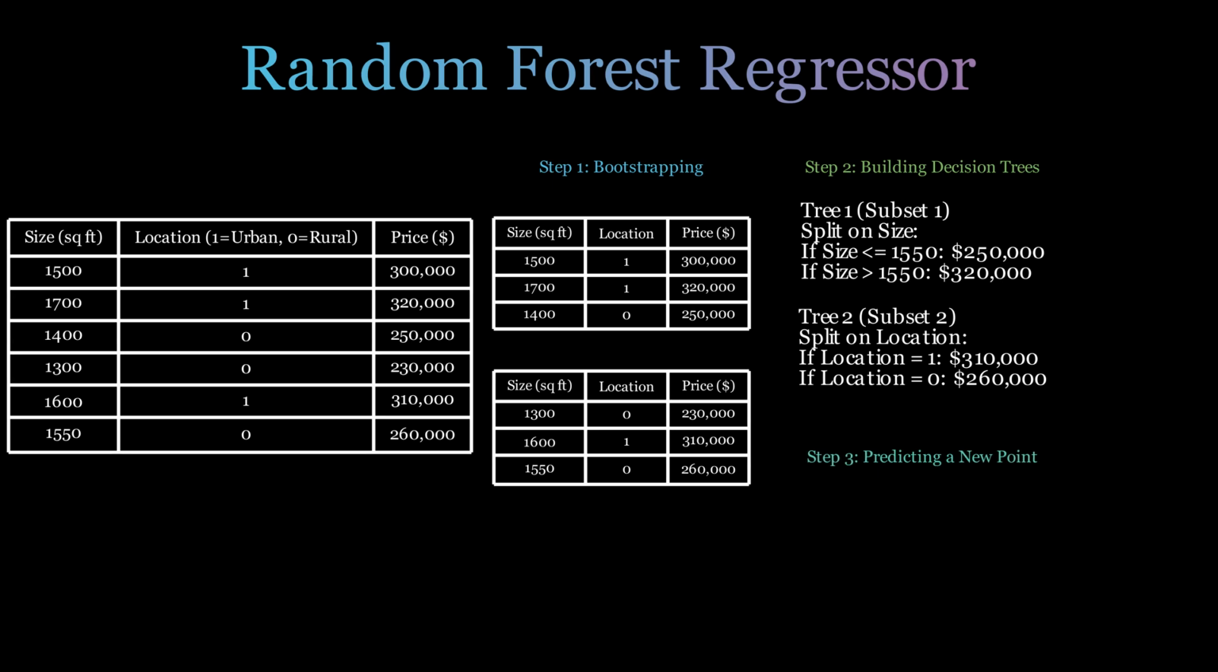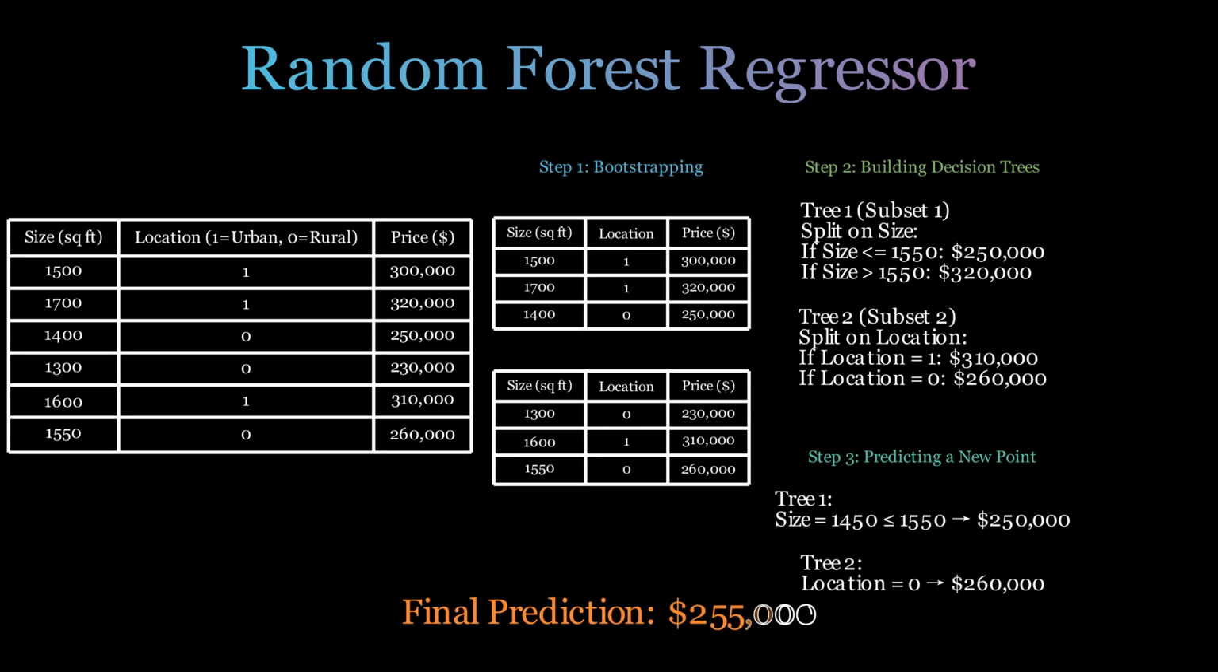Now, suppose we have a new house with size 1450 square feet in location 0. Let's see how each tree predicts the price for this new point. The final prediction by the random forest regressor is the average of the predictions from both trees, which is $255,000.